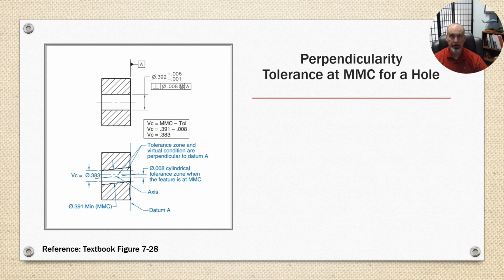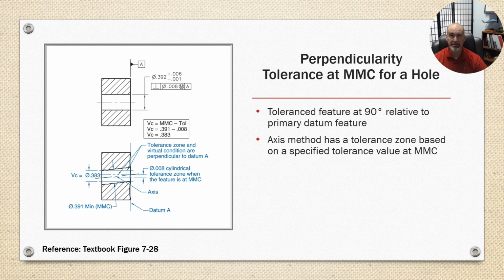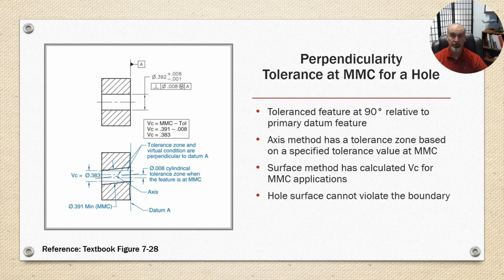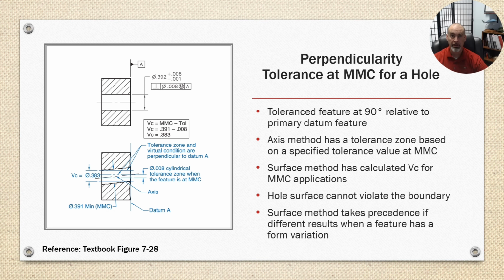The perpendicularity tolerance at maximum material condition for a hole. The tolerance feature at 90 degrees relative to the primary datum feature. The axis method has a tolerance zone based on a specified tolerance value at maximum material condition. The surface method has a calculated virtual condition for maximum material condition applications. The hole surface cannot violate the boundary, and the surface method takes precedence if different results occur when a feature has a form variation.